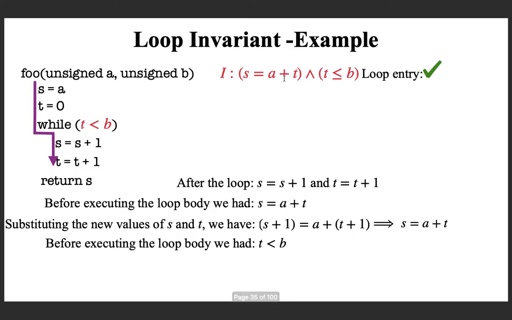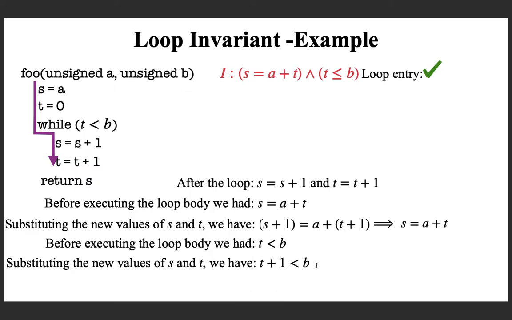Now for the other part, note that before you enter the loop, the reason you entered the loop body is because the condition is true and the condition is this, no doubt. Now you substitute the new value of T, which is T plus 1, in this condition, so you will get this equation as T plus 1 less than B, because T becomes T plus 1 after the loop body. This can be rewritten as T less than or equal to B. If T plus 1 is less than B, what can be T? T can be less than or equal to B in the new state, right?